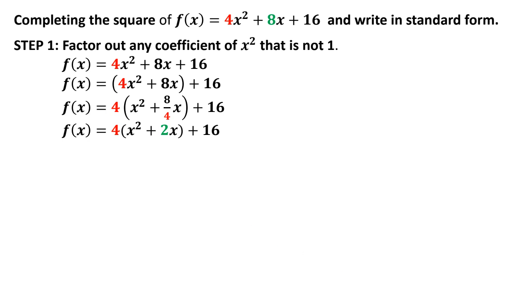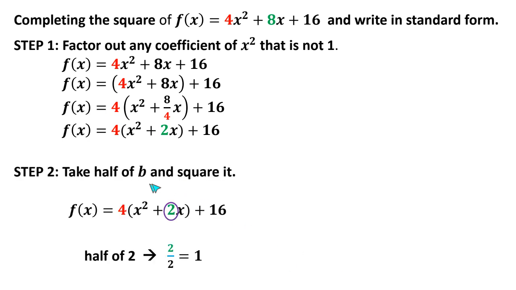So the next step is to take half of b. B is always going to be the number that's in front of the x. So in this case, the number in front of x is 2. So we're going to take half of it. To take half, we divide by 2, and we get a 1. Now we're going to square that number. So 1 squared, that would be your next step here. So we're going to take the 1, square it, and we get a 1.